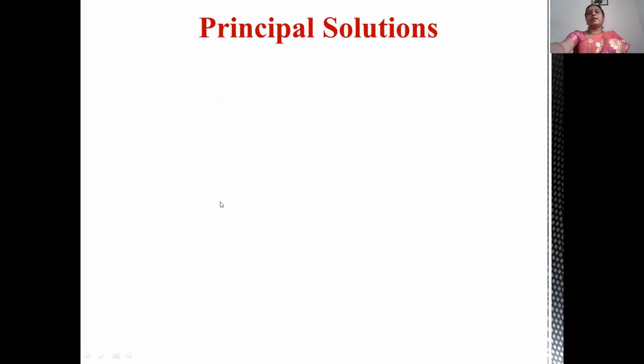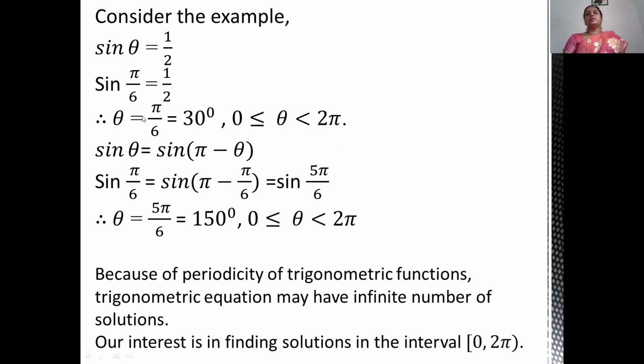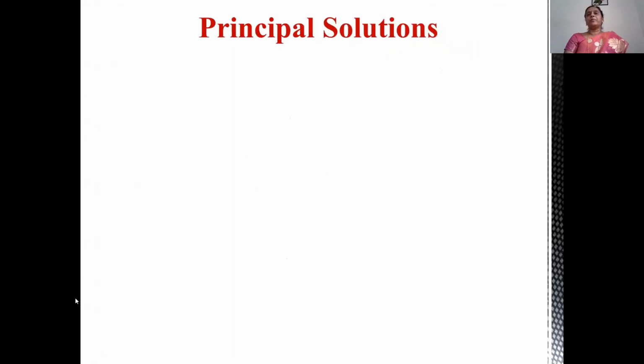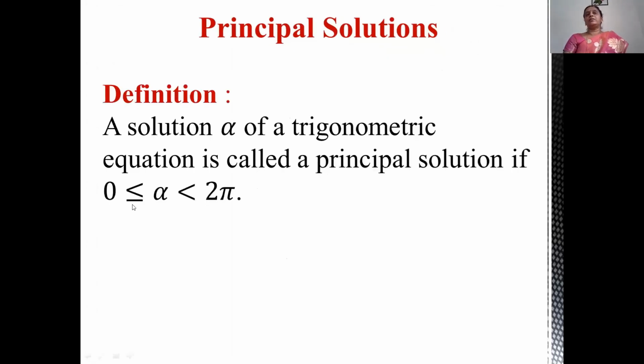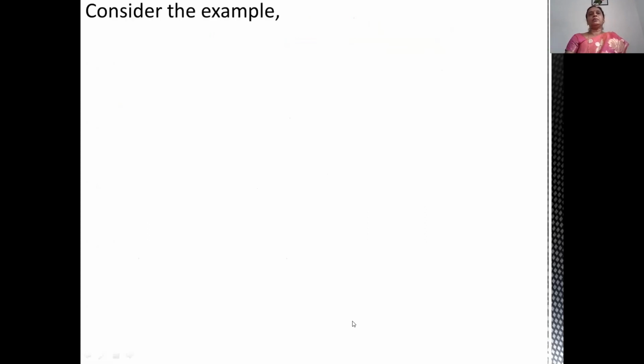See in the earlier example, theta is equal to pi by 6 lies between 0 to 2 pi. Theta is equal to 5 pi by 6 is also lying in the interval 0 to 2 pi. Therefore, these are called principal solutions. If the solution lies in the interval 0 to 2 pi, then that type of solution is called a principal solution. So pi by 6 and 5 pi by 6 are principal solutions of the trigonometric equation sin theta is equal to half.